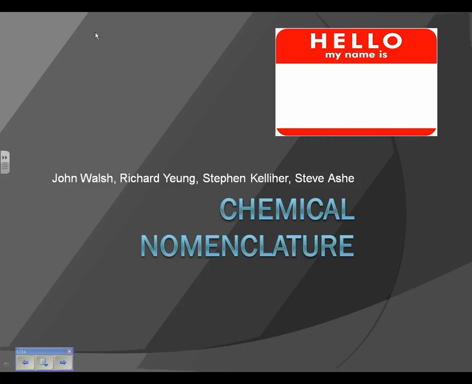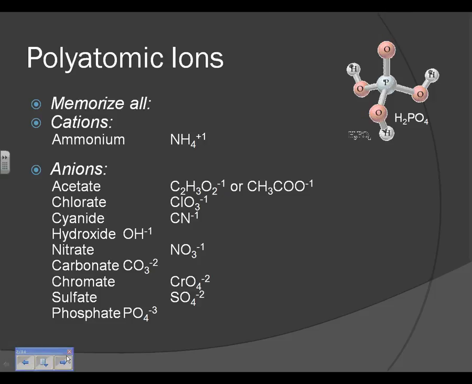In order to understand chemical nomenclature, you must first learn the polyatomic ions. The only way to learn the polyatomic ions is to memorize them. A polyatomic ion is a tightly bound group of atoms that behaves as a unit and has a positive or negative charge.